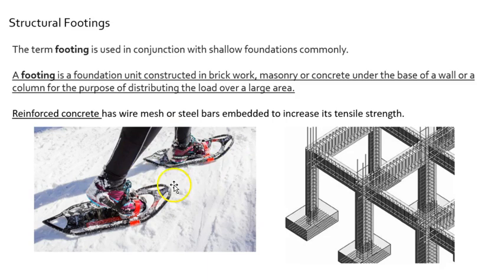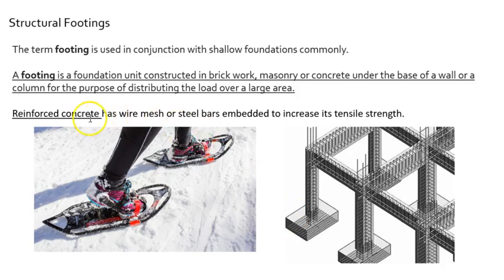A common analogy is our snowshoes, where a person's weight and their foot in particular would be kind of a point load, and by putting on a snowshoe, that same exact weight is just distributed differently over the snow, and it allows a person to walk on the snow without compressing it and falling into it. And that's exactly what a footing is intended to do. It's to take all of that weight that comes down through the column and then distribute it over a greater area.